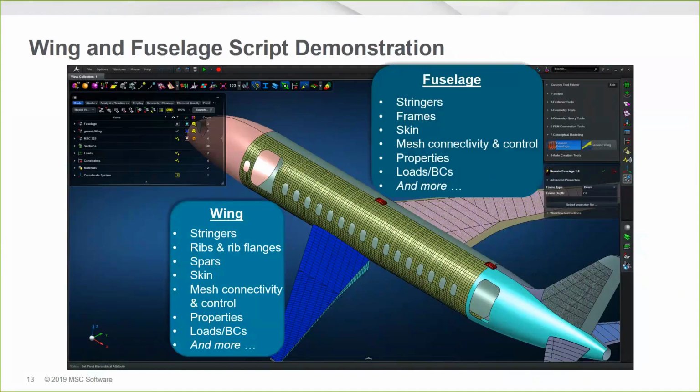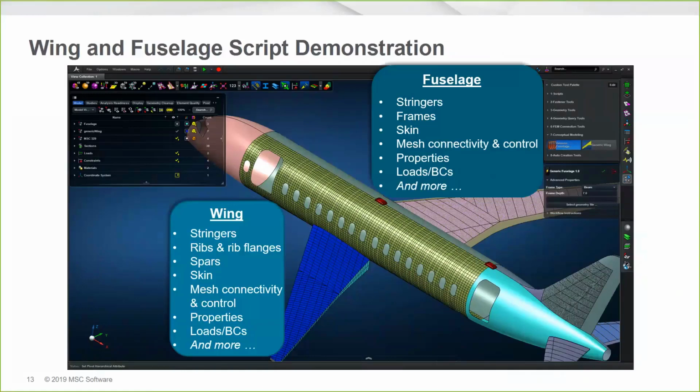The thing you do when you write a script like this is ask yourself the question, what do I want to do with a stringer? How am I going to mesh it? How am I going to represent it? What am I going to do with ribs? And am I going to include the flanges on the ribs and spars and skin? So you have to ask yourself these questions.